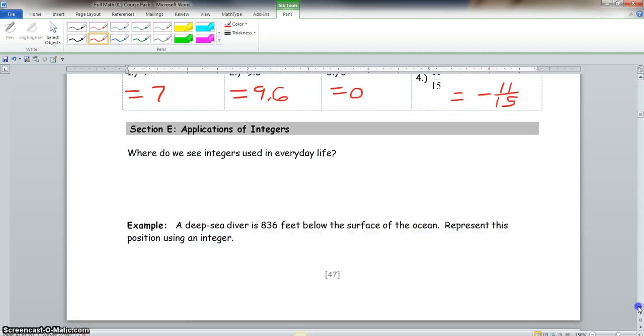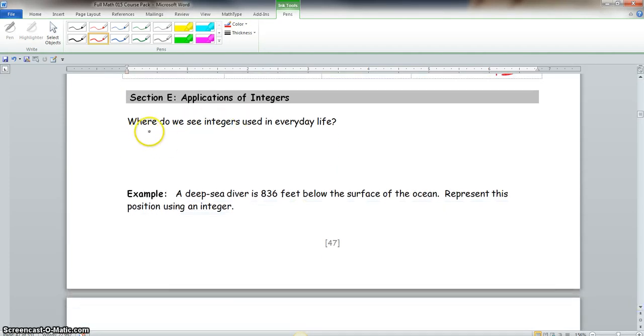Okay, now it says applications of integers. Where do we see integers used in everyday life? Just like was said earlier, temperature and determining below sea level or determining sea level. So we could write temperature and then also sea level.